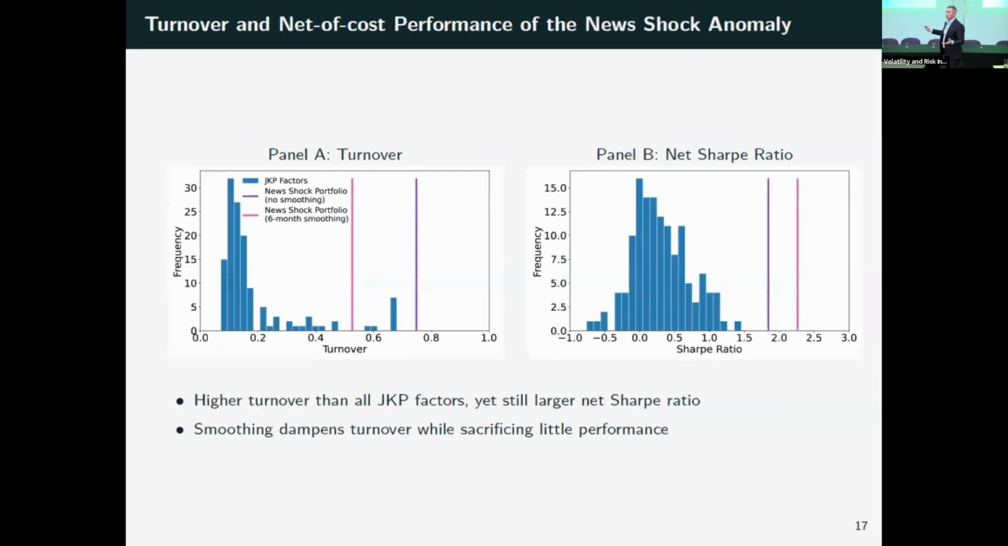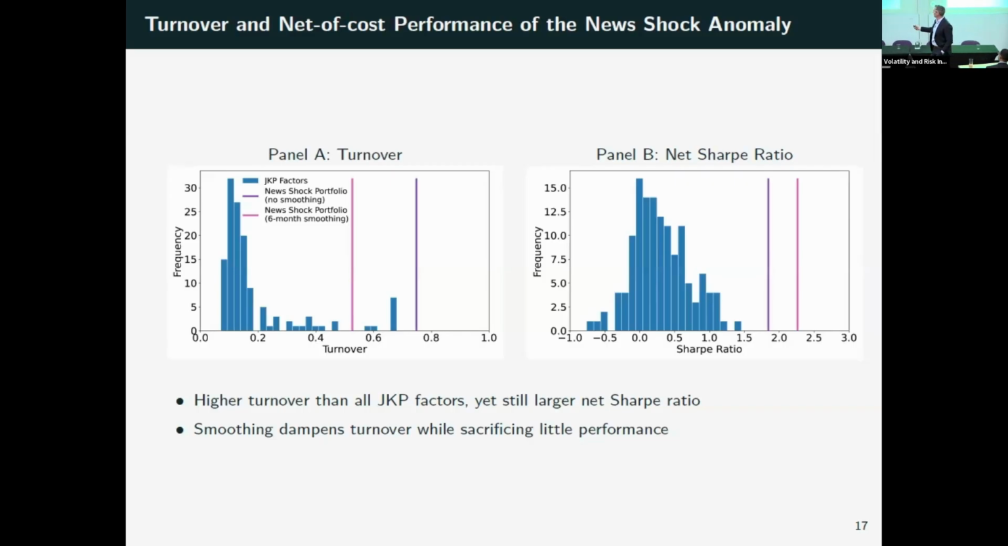Here's another robustness type of analysis, if you will. Certainly if you're trading on news, and certainly if you're trading on the innovation in news, you're going to be very likely to trade quickly. So let's think about the turnover of this trading strategy. It turns out that the news shock portfolio actually has higher turnover than all of the other anomalies that we've looked at in the literature. So it's going to be very important to think about the cost of trading this anomaly.